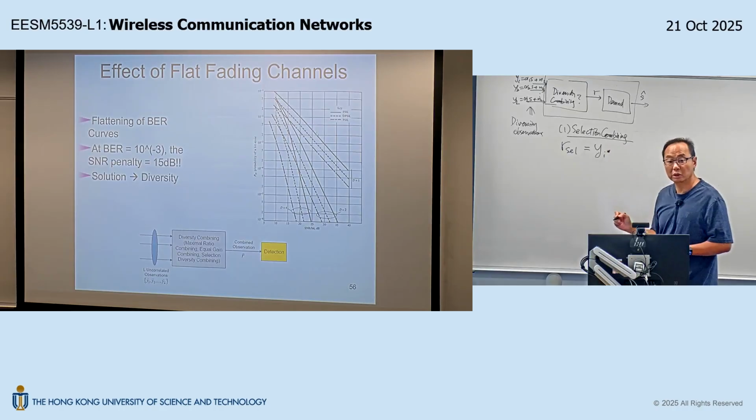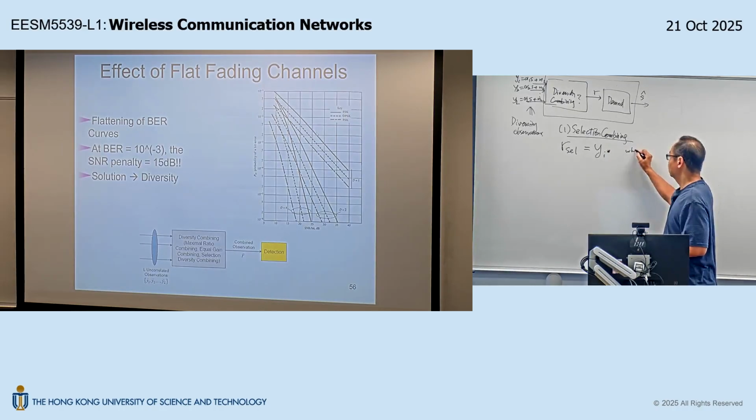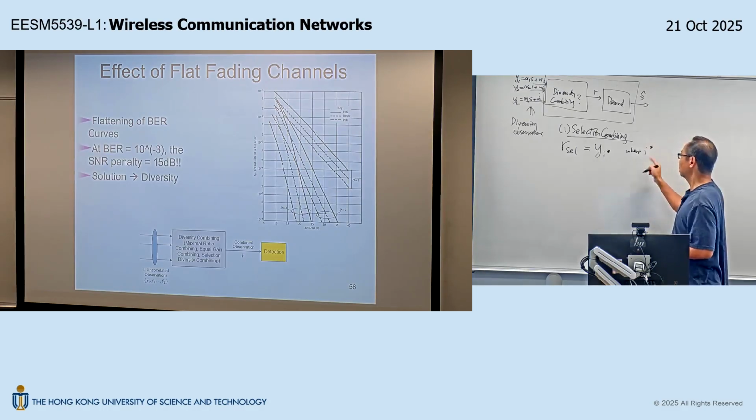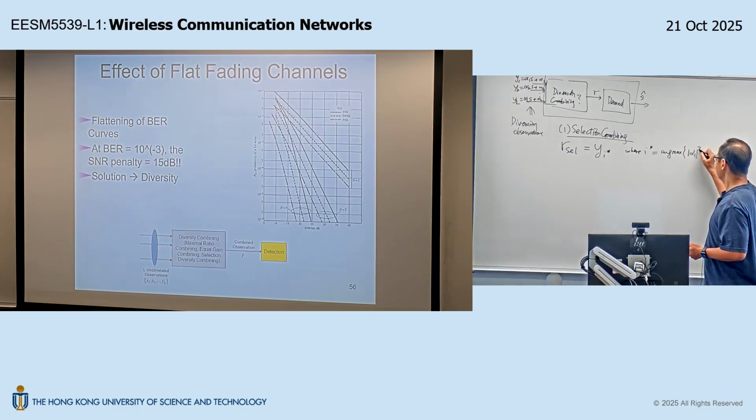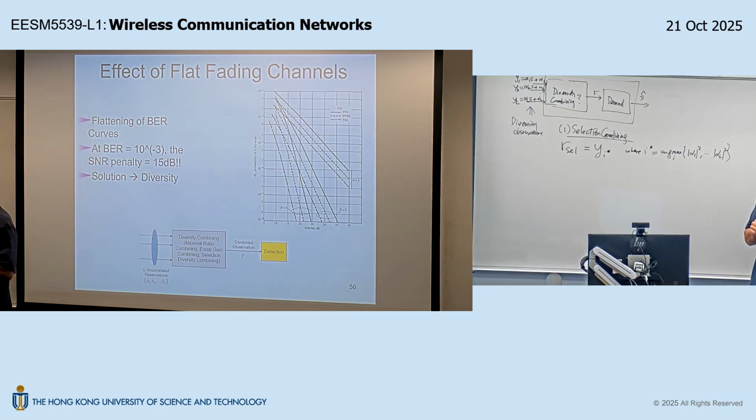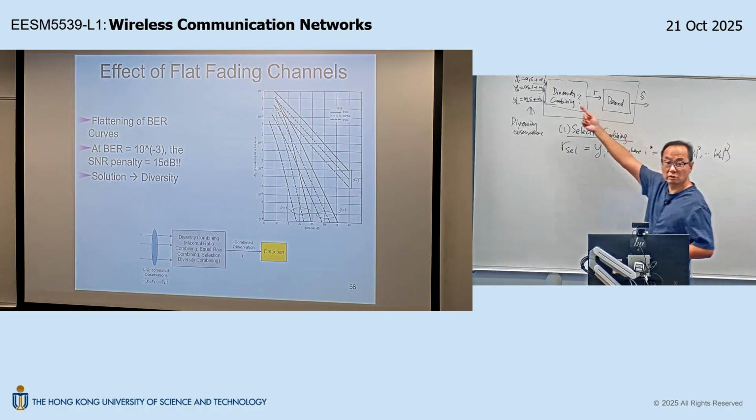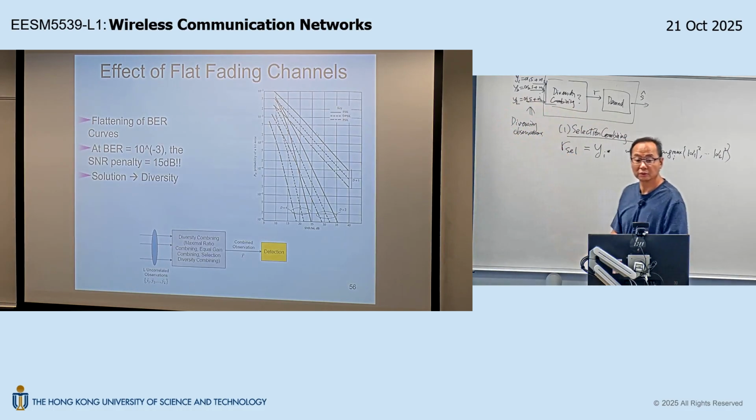So what do we mean by the most reliable observation? Here I star, the index of the most reliable observation, corresponds to the one with the largest channel fading gain. Is that okay? This arg max returns the maximizer, the index of the maximizer, okay? Because the one with the largest channel gain means the corresponding observation would be the most reliable one, right?